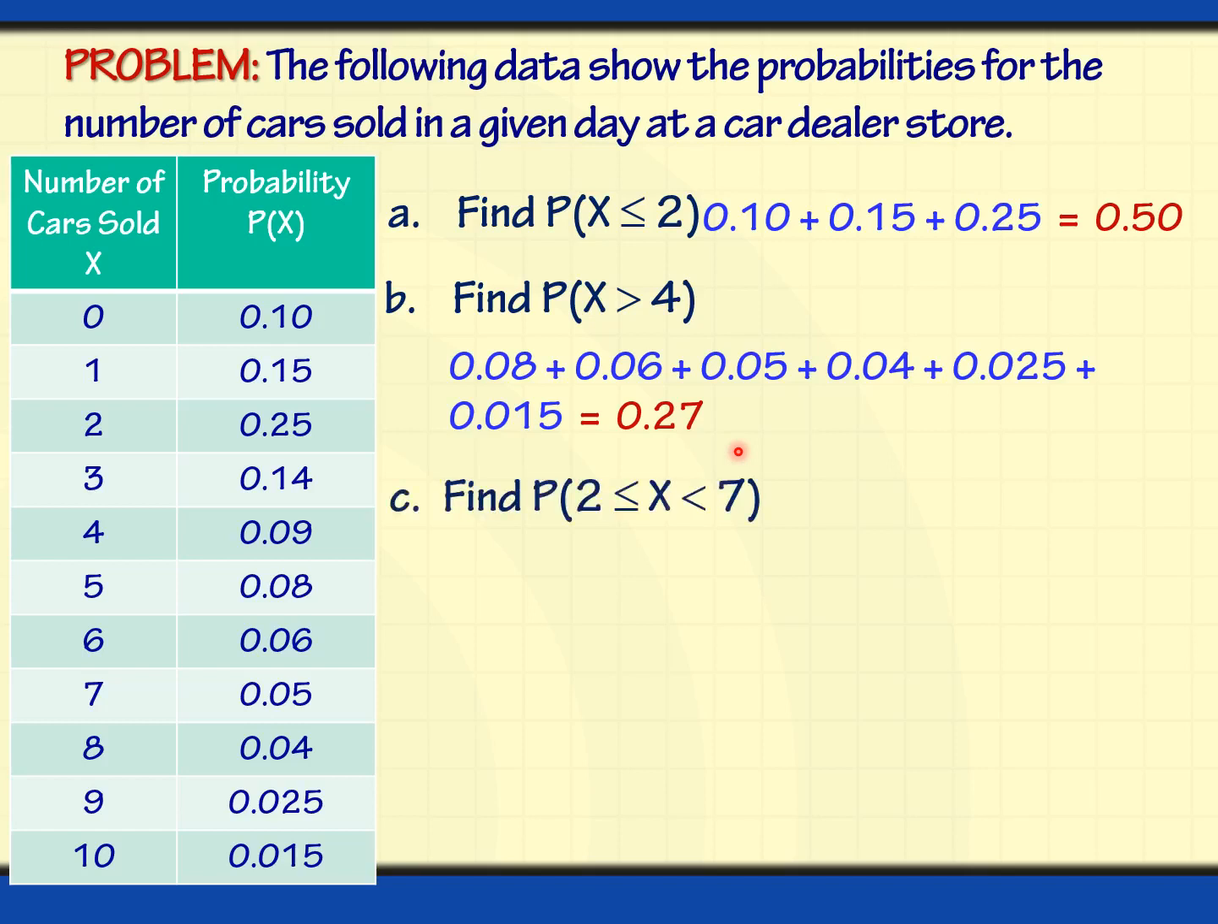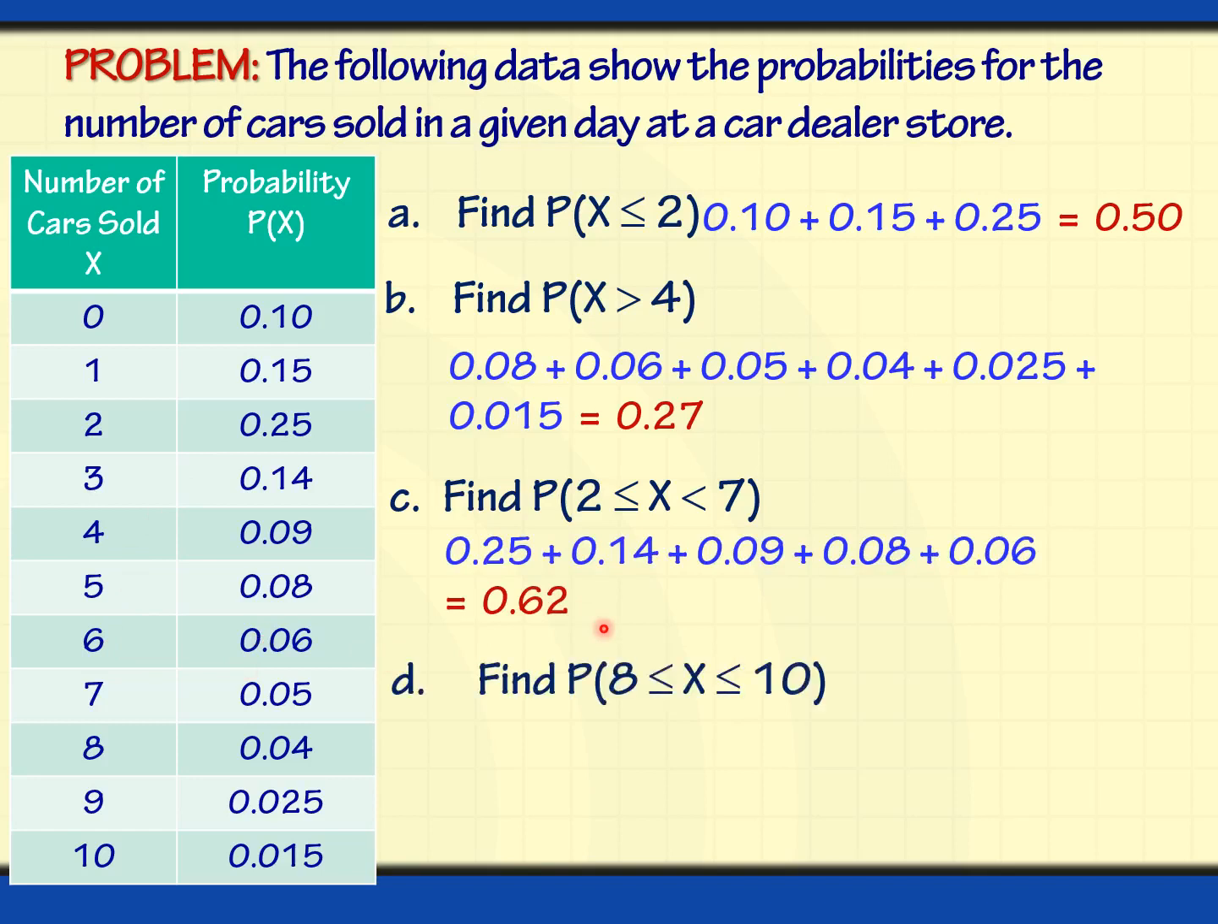Next, find the probability that greater than or equal to 2 but less than 7 cars are sold. Greater than or equal to 2 means it could be 2 cars in a day, 3, 4, 5, or 6, because you have less than 7. So you just add up the probabilities of selling 2 cars, 3 cars, 4 cars, 5 cars, up to 6 cars. And that will give you 0.62. Can you follow?